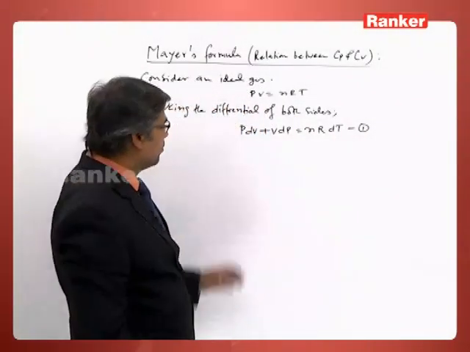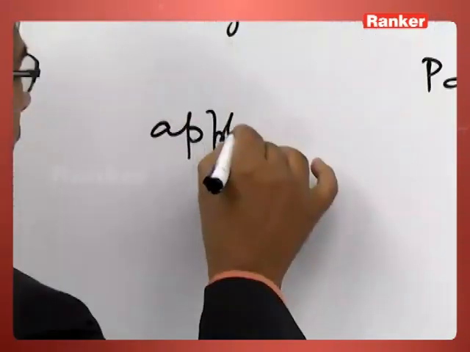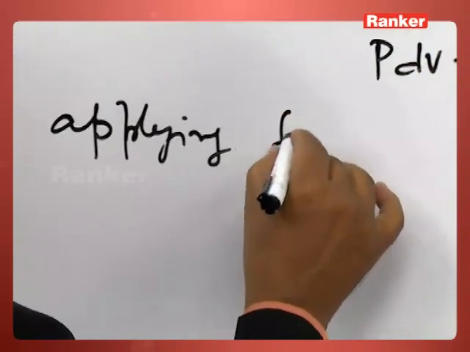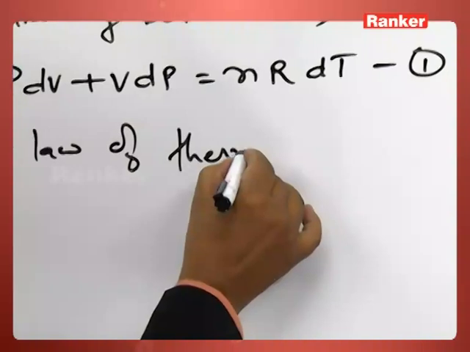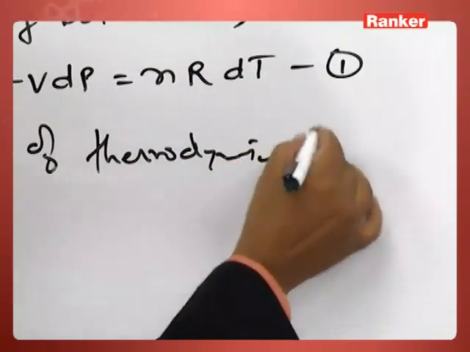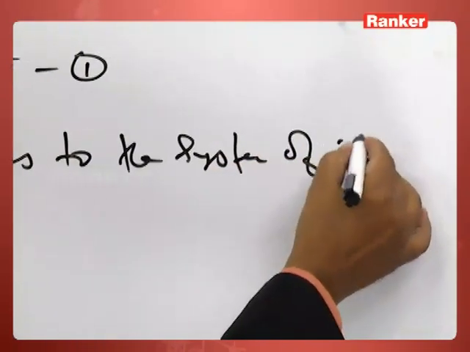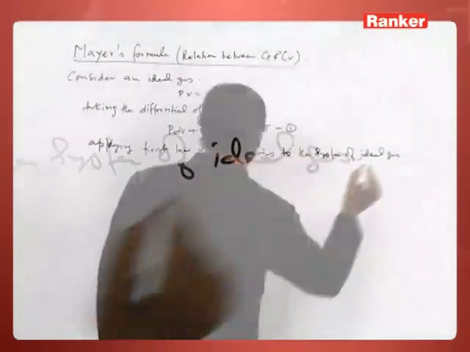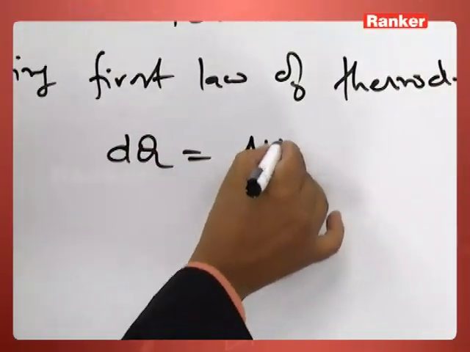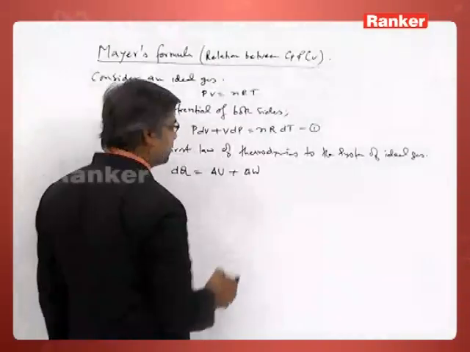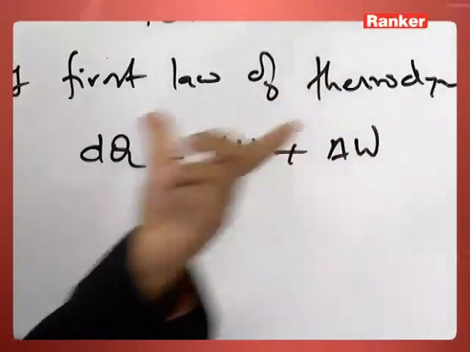So now applying the first law of thermodynamics to the system of ideal gas. So we have dq = dU + dW. This is the mathematical way in which the first law is written.